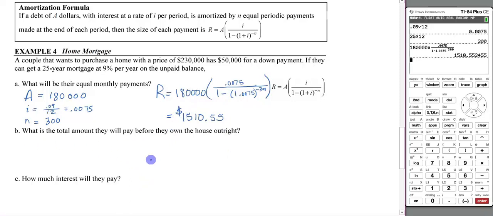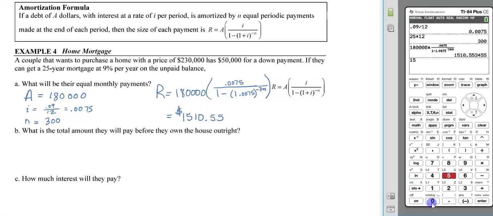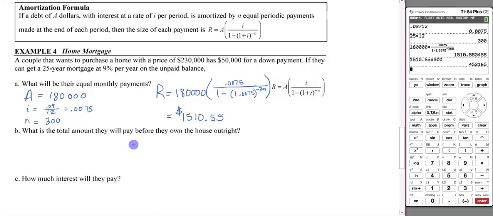What's the total amount they'll pay before they own the house outright? Well, we're going to take that payment, $1,510.55. They are making 300 of those payments, so they're going to have $453,165 even as the total amount that they're going to pay before they own the house outright.